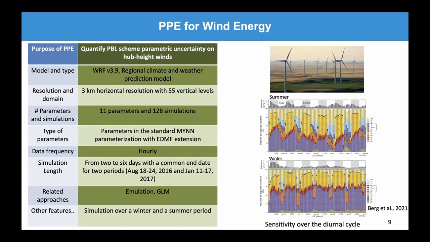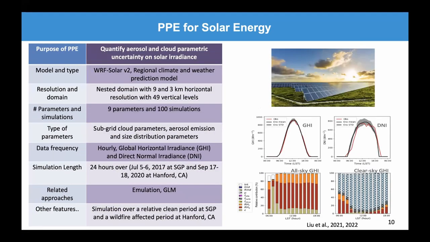I have two extra slides, but I won't go into more detail. I just want to let you know we have also done some PPE simulation based on the WRF regional model for wind energy study and also for solar energy study. Those simulations and results not only help us better understand the processes associated with wind speed and solar irradiance, but the spatial distribution of those parameter sensitivities can also help, for example, in site selection for wind farms or solar panel fields. I will just stop here. Thank you.